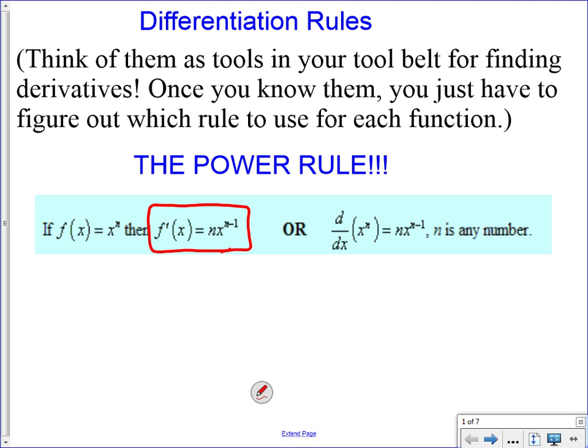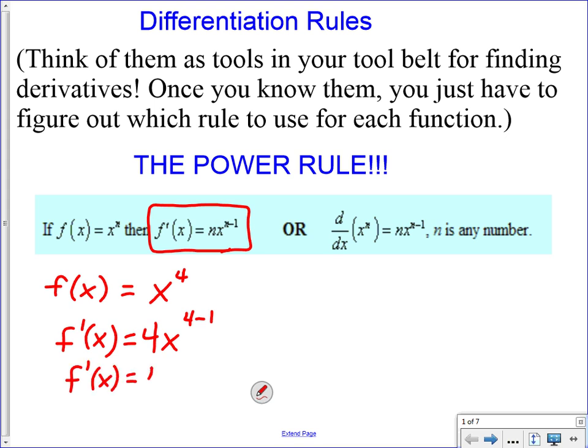Let me give you an example. Let's say that f of x is equal to x to the 4th. So in this example, n is equal to 4. So that means f prime of x would equal 4 times x to the 4 minus 1. So then that would become 4x cubed. Okay? That's your power rule. Basically, you bring your exponent down in front and subtract 1 from your exponent.